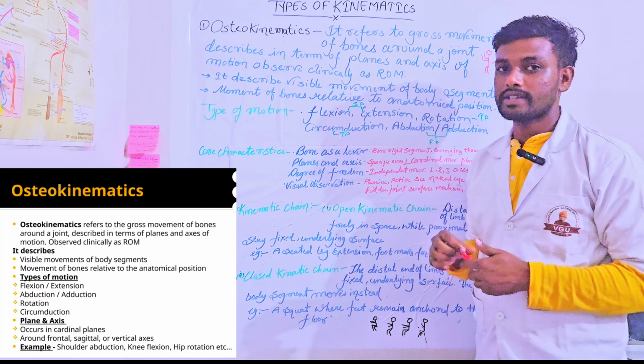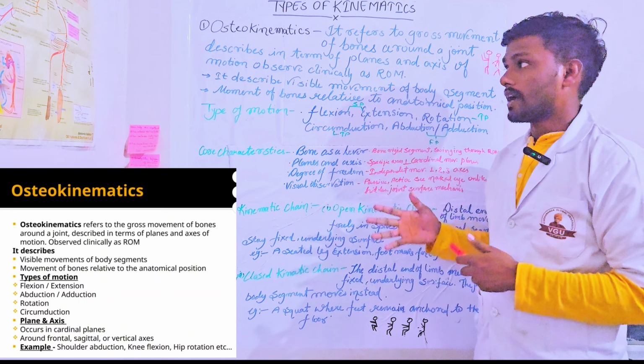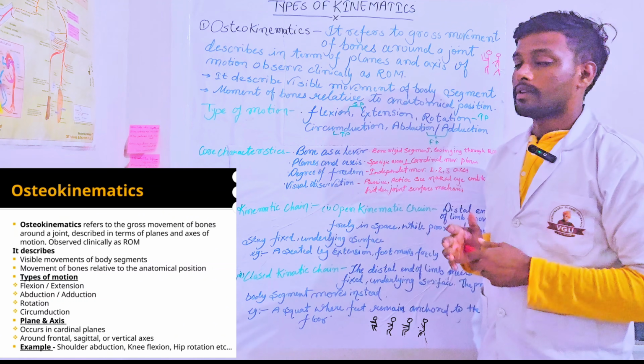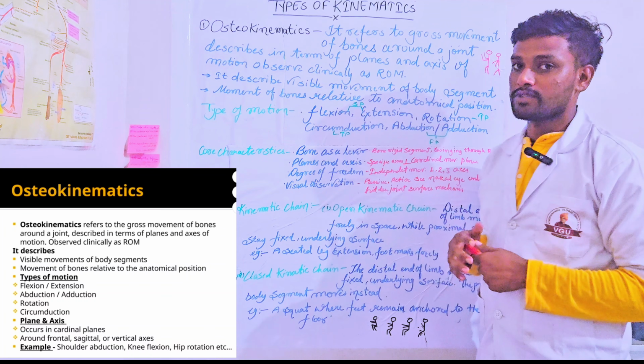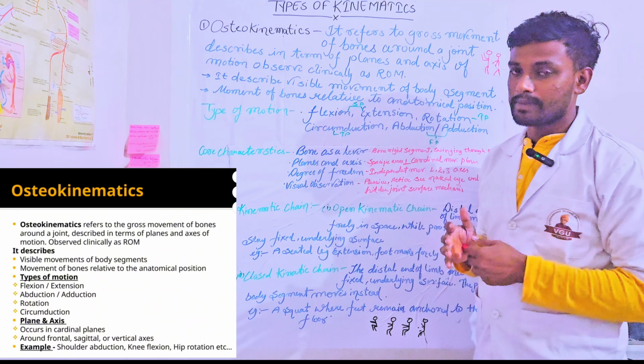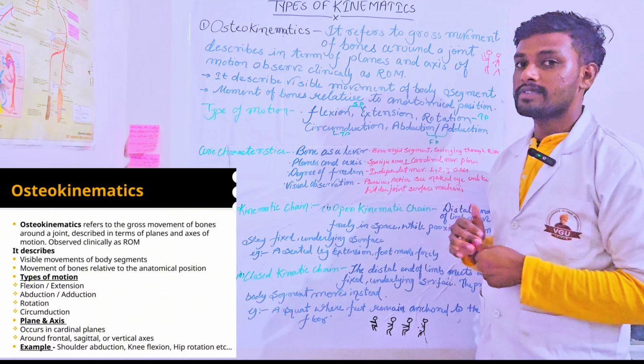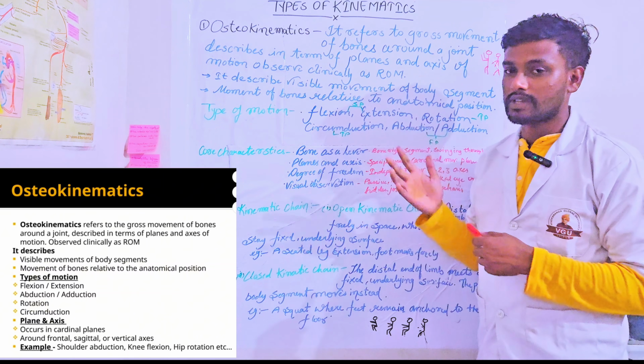So in the series of biomechanics, we have already completed the introductory part, kinematics, kinetics. Now let's move further and take the types of kinematics. The first type is osteokinematics and the second one is arthrokinematics. In this video, I have covered osteokinematics. So let's discuss it.